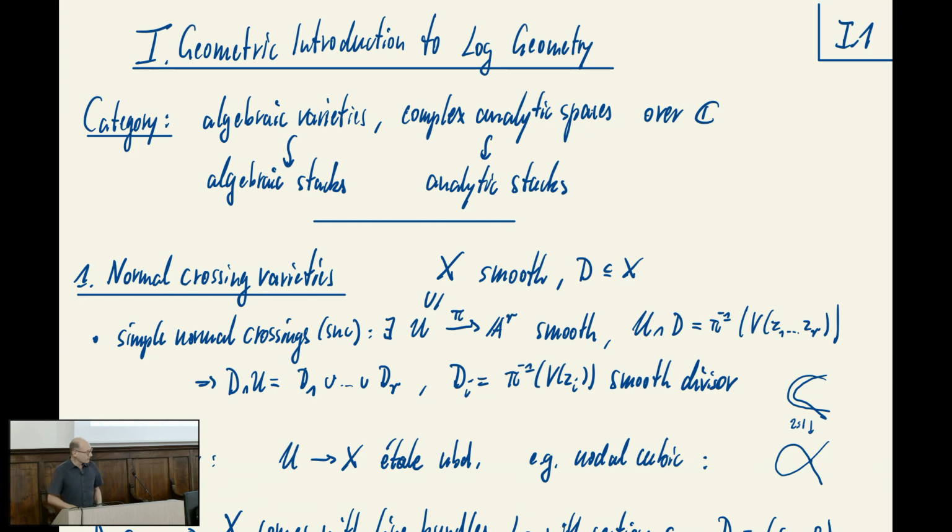Okay. So first to get things straight. What I'm talking about, I'll mostly talk in the algebraic categories, so algebraic varieties, schemes.